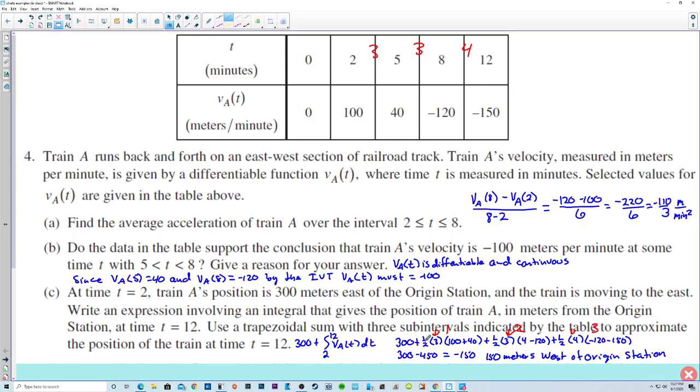And then the area of a trapezoid is 1/2 height times base 1 plus base 2. So then base 1 is 100, base 2 is 40. And then for the next one, base 1 is 40, base 2 is negative 120, and so on. Well, the total area is negative 450. So we end up 150 meters on now the west side of origin station.